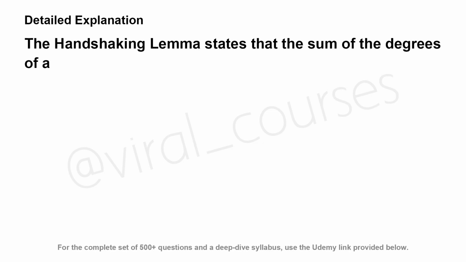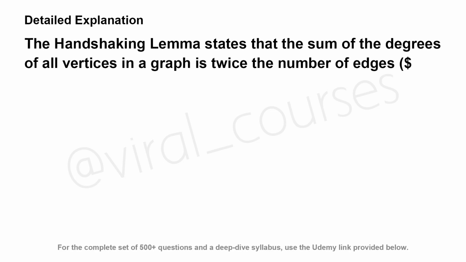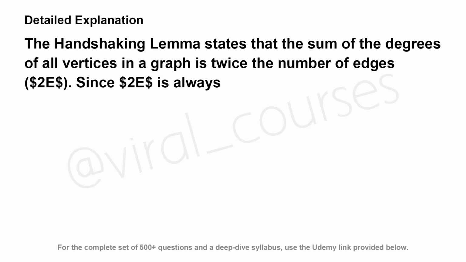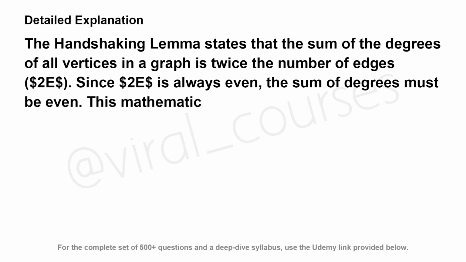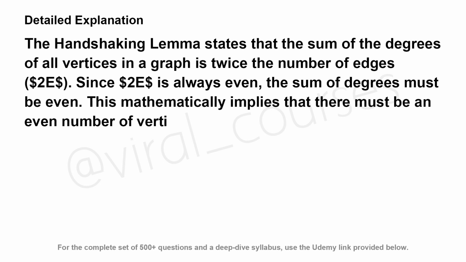The handshaking lemma states that the sum of the degrees of all vertices in a graph is twice the number of edges, $2e$. Since $2e$ is always even, the sum of degrees must be even. This mathematically implies that there must be an even number of vertices with an odd degree.